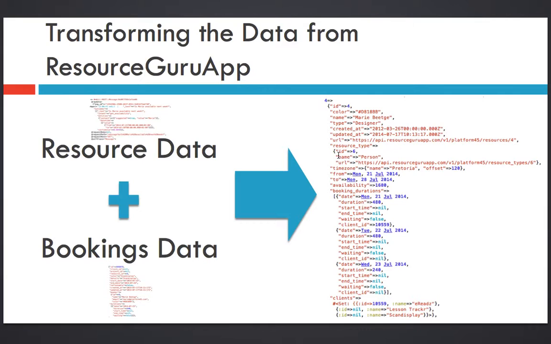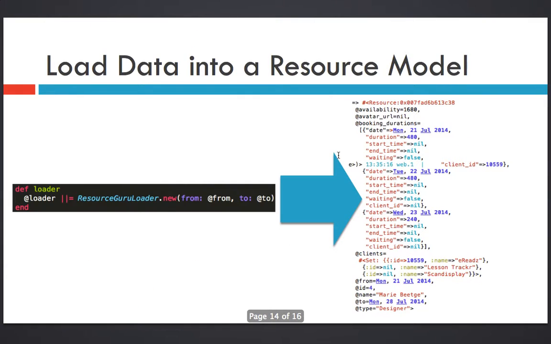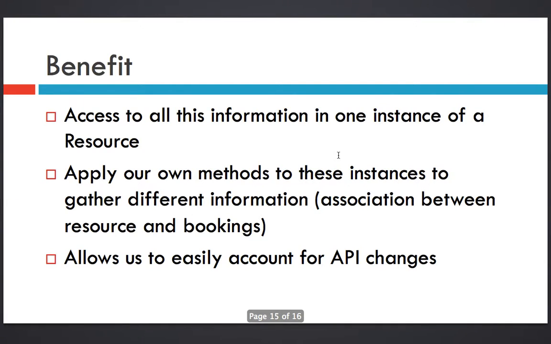So now with this data, we can load it into one entire resource. And now inside this resource, we get all these benefits. We can access all this information in one instance of the resource. So now we have this data about from and to, about all these bookings durations that Marie has to cater to, and all this information about her. And then we can apply our own methods to these instances and gather different information.